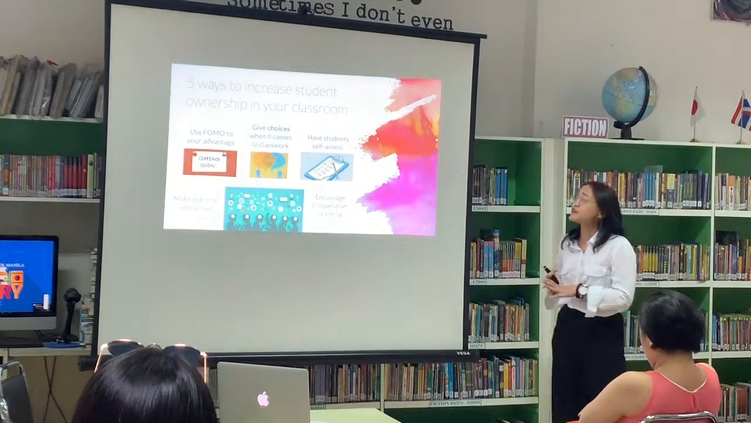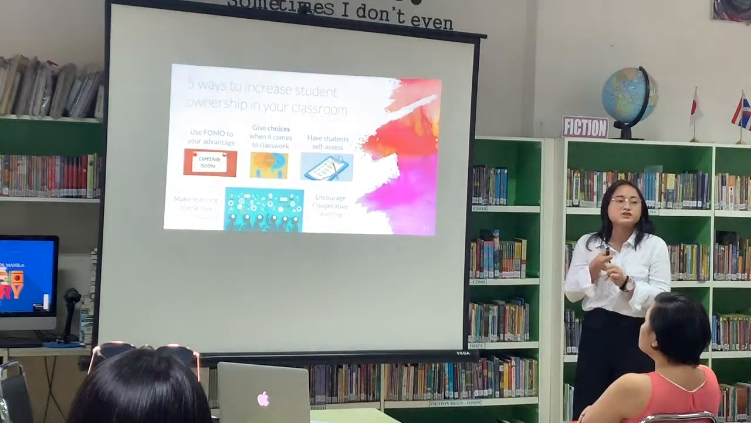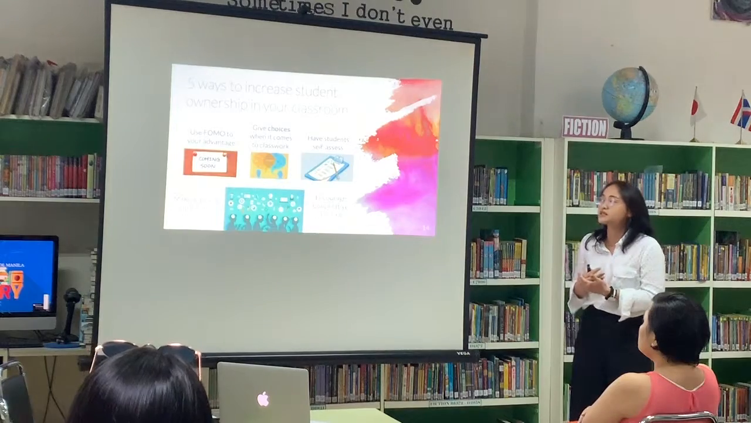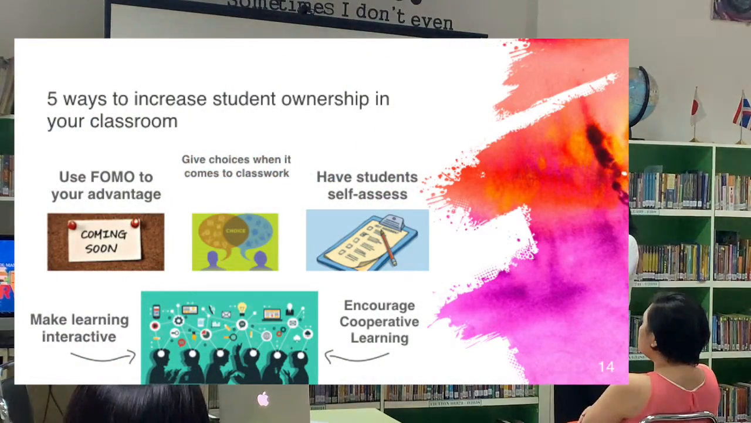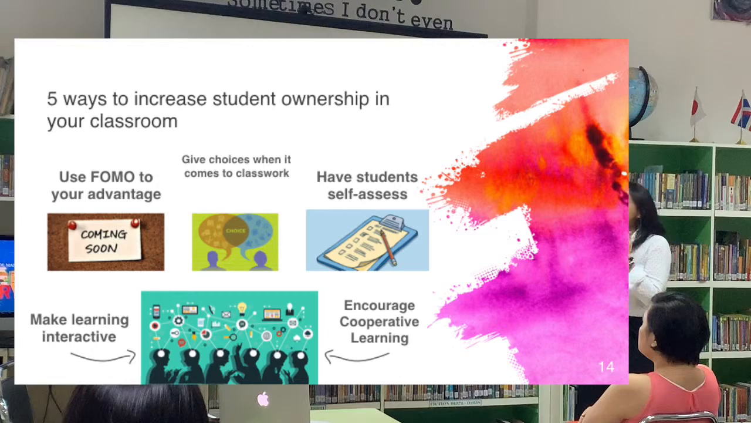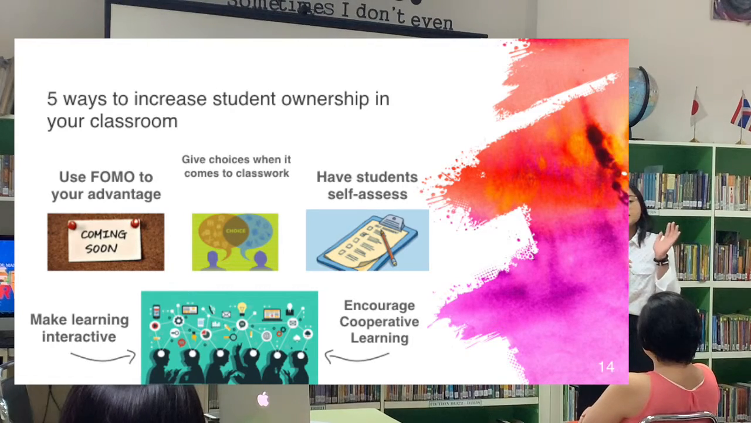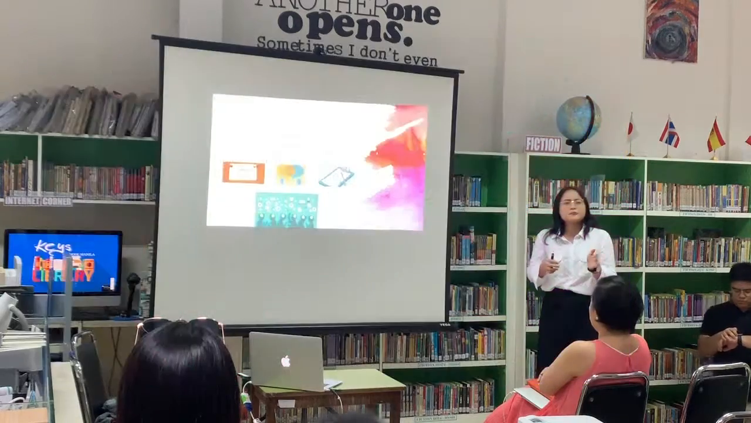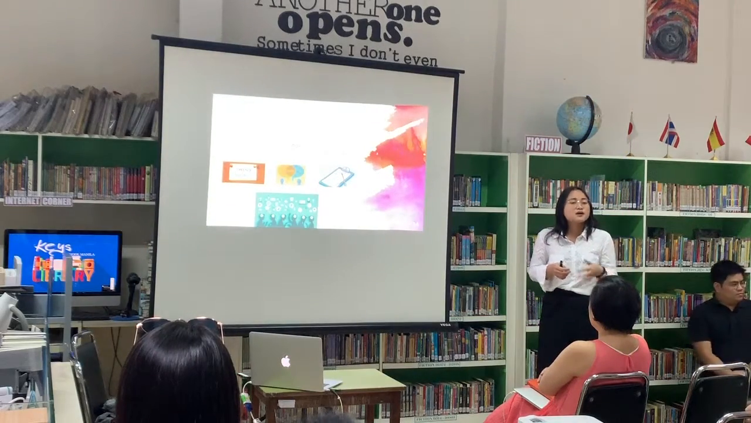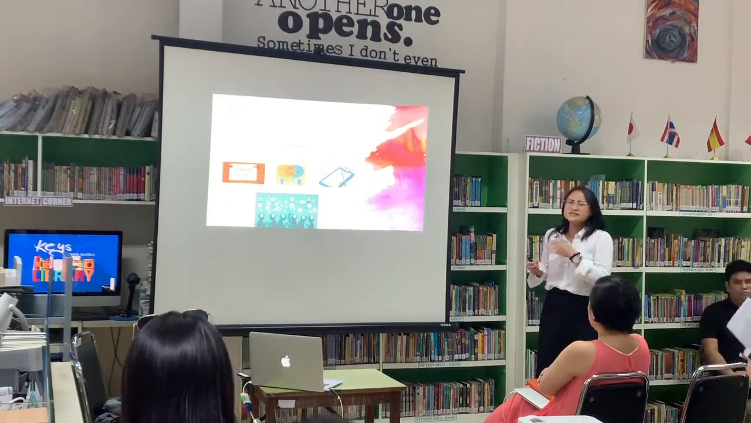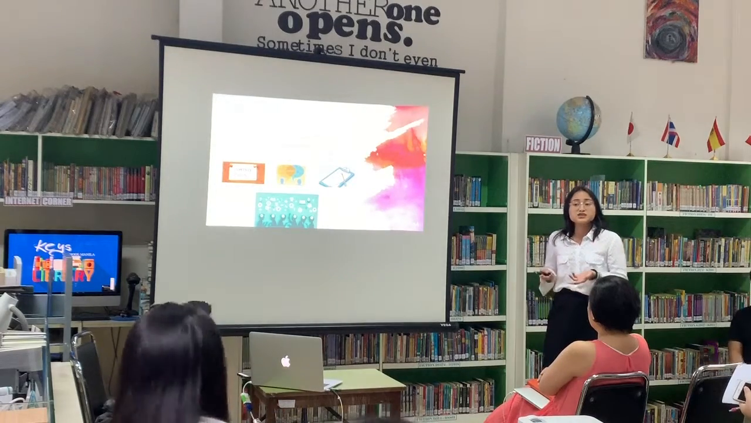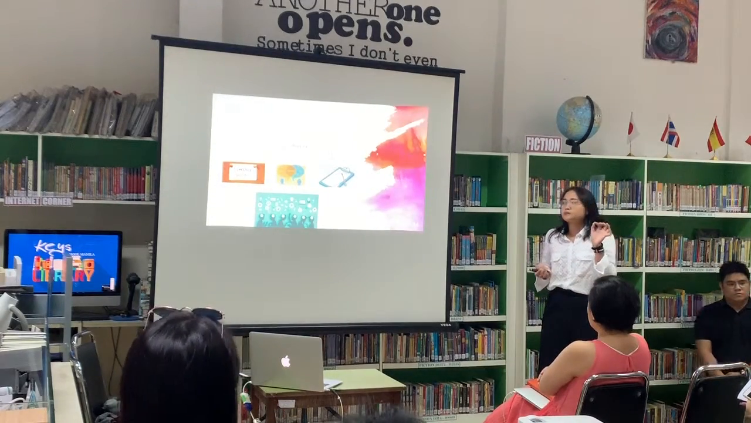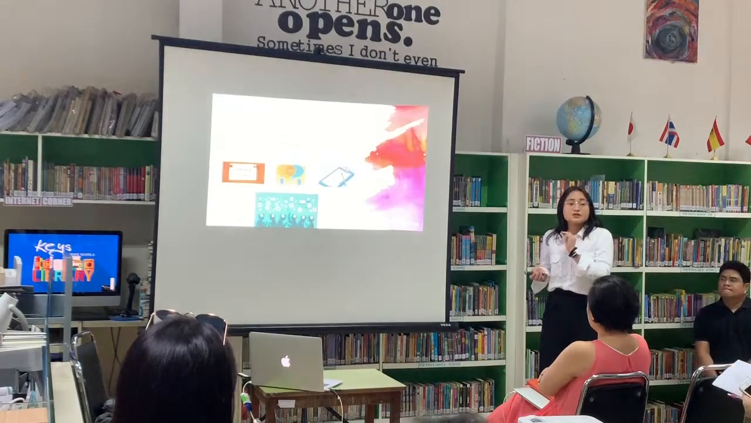Alright, so there are 5 ways to increase student ownership in your classroom, and I'm sure a lot of us are doing this already. We can use fear of missing out or advantage. Instead of telling them that we're learning, for example, Hamilton next week, we could post up in our bulletin boards or on our whiteboard some clues, for example, some lines, and then they would feel like they have to search where it is from. Oh, this is a nice line. Instead of telling them that we're going to study the cell next week, we would start putting up clues that would lead them to that.